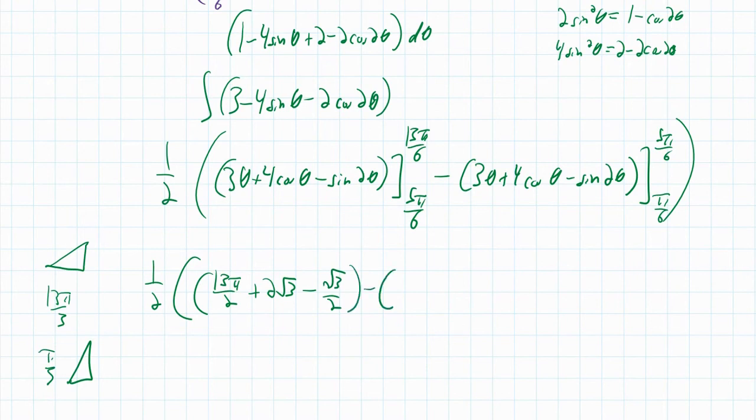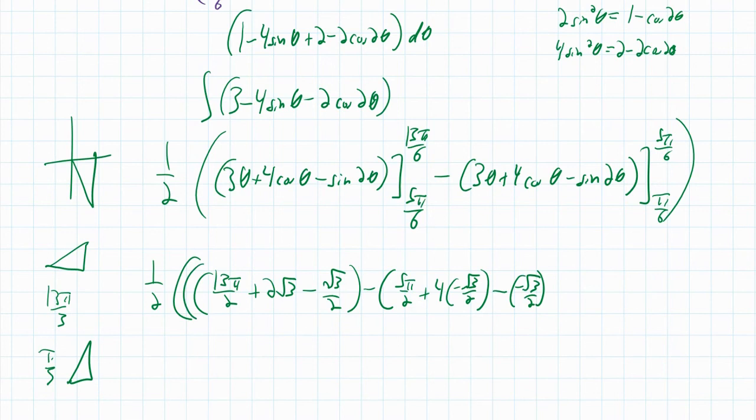Minus, then I have to do 3 times 5 pi over 6, so this would be 5 pi over 2 plus 4 times the cosine of 5 pi over 6. Cosine of 5 pi over 6 is a negative root 3 over 2. And then minus the sine of twice that. So the sine of twice that is the sine of 5 pi over 3. 5 pi over 3 has a sine of negative root 3 over 2. Okay, so then that's all in parentheses, minus.